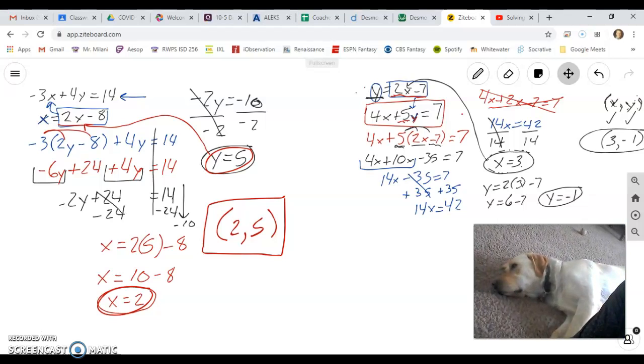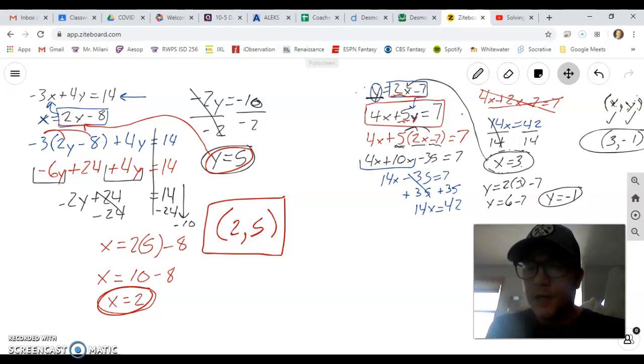Wilson, what do you think? Think they can do that? What a lump on a log.